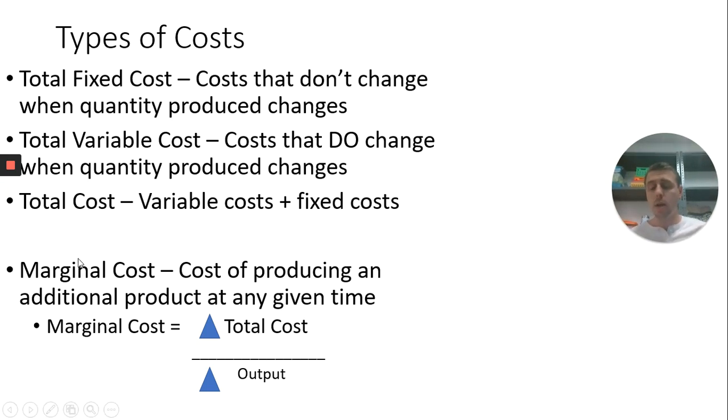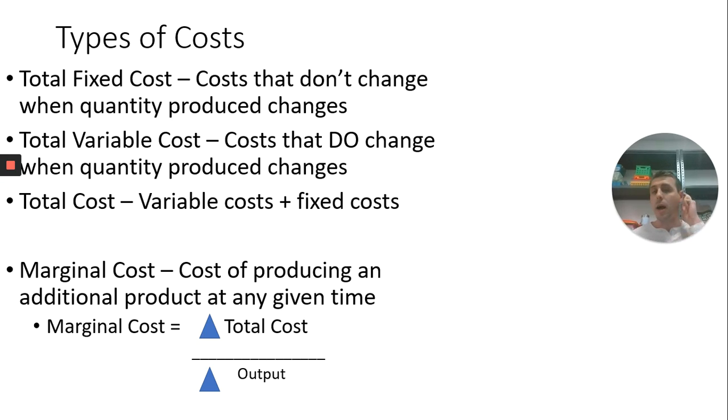Now, just like with production, I can also find my marginal cost. And remember, when we think marginal, it's like if we have one more, what would it cost, or what would we be producing? Okay, so I'll show you the example in a second, but our basic formula is going to be change in total cost over change in output.